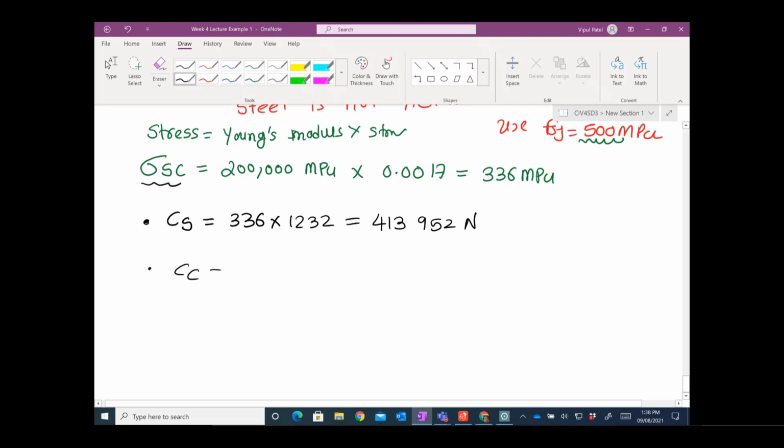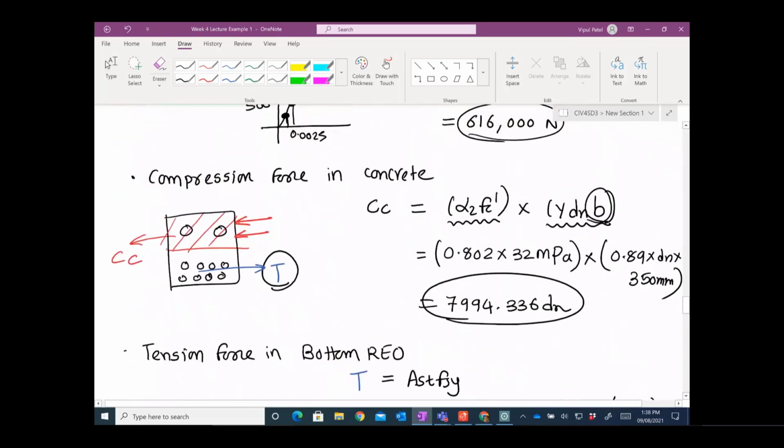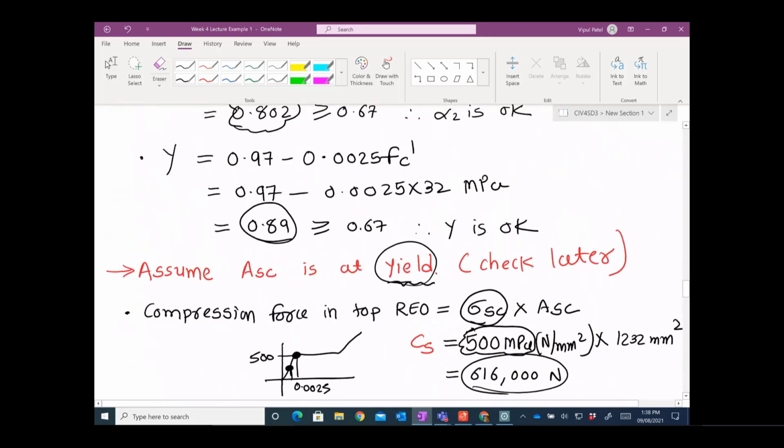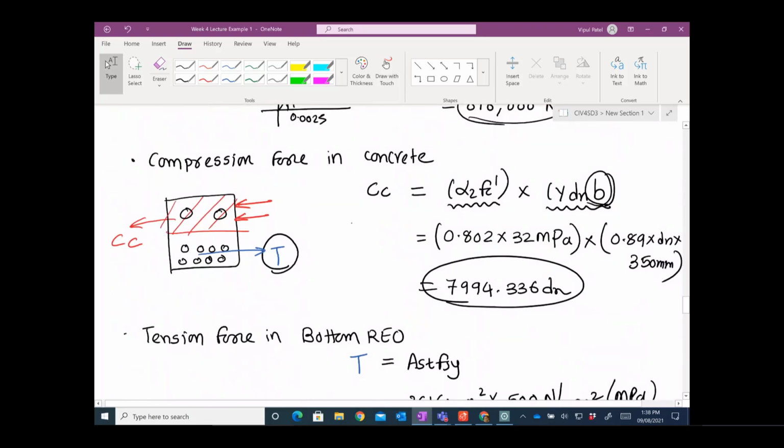Force in the concrete, we have that equation again. I'm just repeating the steps again, but instead of the previous DN value, I'm using a different DN value, and that was here.